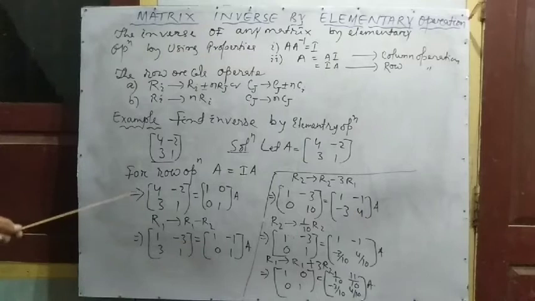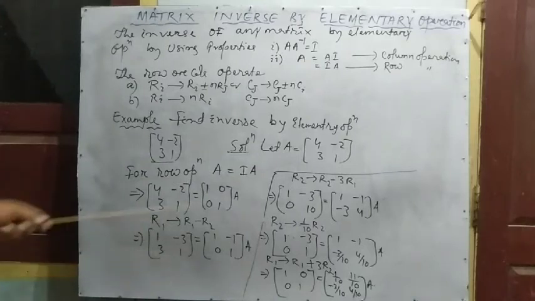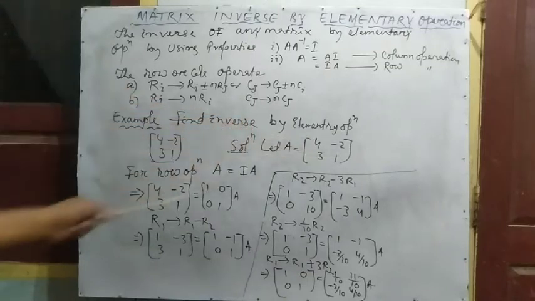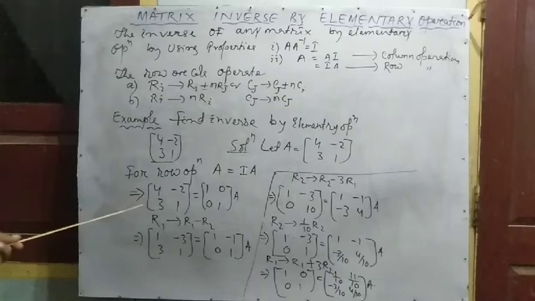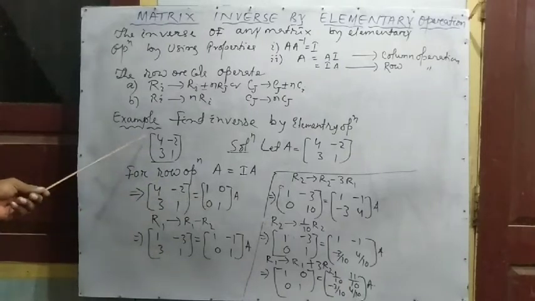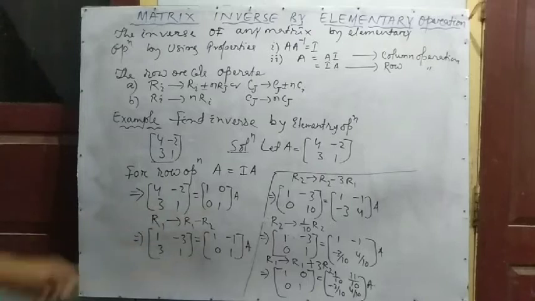For row operation, you write A equals I into A. A is given, so instead of A you put 4, 3, minus 2, 1 here. I is the identity matrix of the second order. Why do we take the second order identity matrix? Because the given matrix is 2 by 2, with 2 rows and 2 columns. So you take the 2 by 2 identity matrix, which means 1, 0, 0, 1.